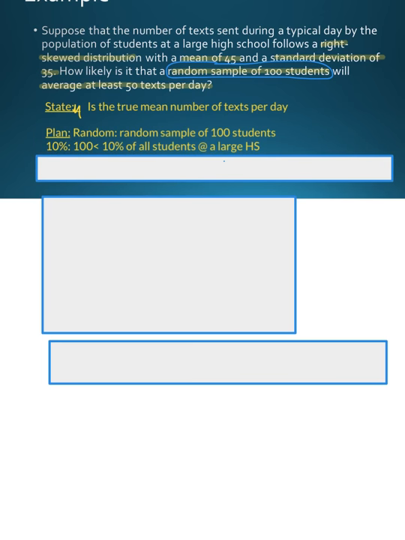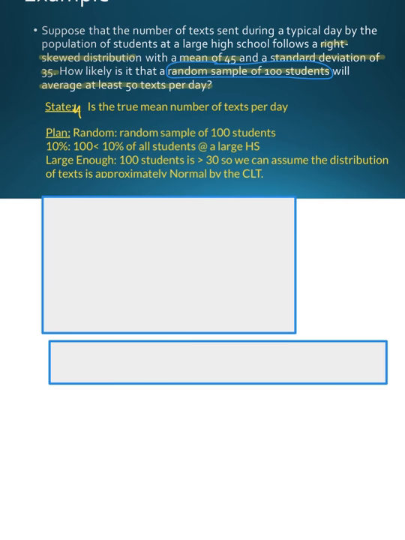Because we are choosing students without replacement, we have to double check and make sure that 100 is less than 10% of the students at a large school. Okay, even if we were at Bellevue East, 100 students would still be less than 10% of our population. So we're good. And then remember, the third one is the large enough. Because our sample is greater than 30, right, 100 is larger than 30, we can assume the distribution of text is approximately normal by the central limit theorem. That is step 2. Step 3 is the do step.